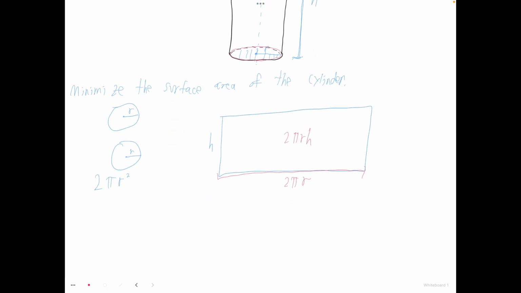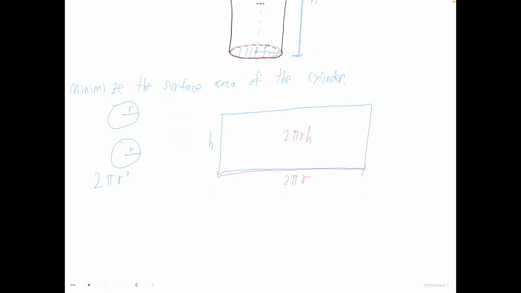So we have these 2 pieces from the top and the bottom, each with pi r squared area. And then we have the rectangular part with 2 pi r h. And so the total surface area is going to be 2 pi r squared plus 2 pi r times h. That's just coming from what we just did. So now this is our surface area. This is what we want to find the minimum of this time.